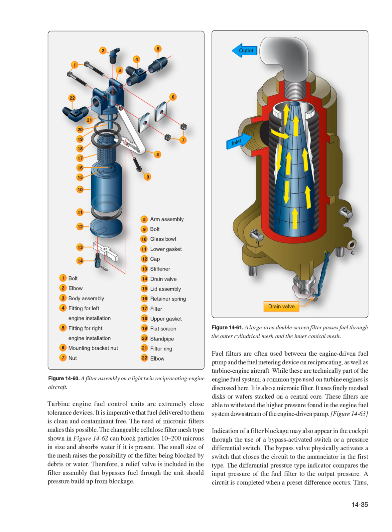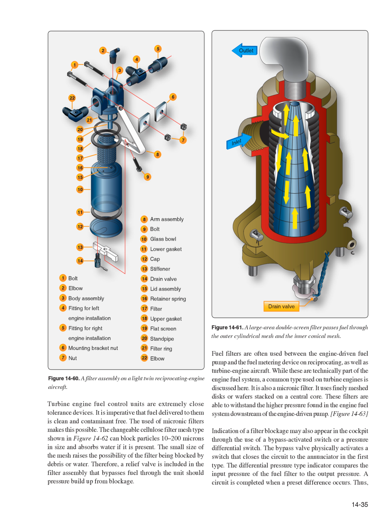from blockage. Fuel filters are often used between the engine-driven fuel pump and the fuel metering device on reciprocating, as well as turbine engine aircraft. While these are technically part of the engine fuel system, a common type used on turbine engines is discussed here. It is also a micronic filter. It uses finely meshed discs or wafers stacked on a central core. These filters are able to withstand the higher pressure found in the engine fuel system downstream of the engine-driven pump.